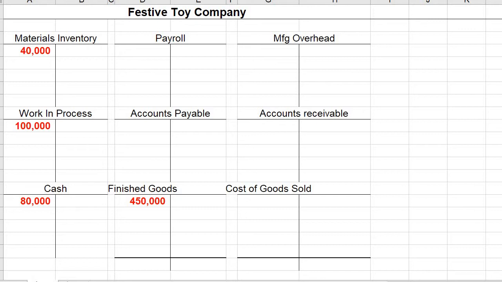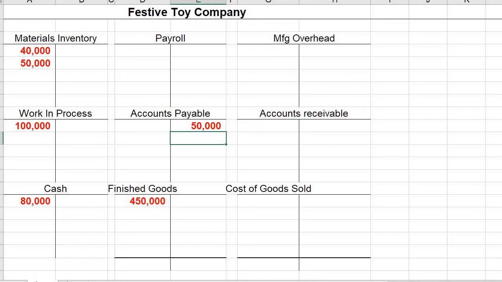So let's go. Number one, purchase $50,000 of raw materials on credit. So what are we going to do? We're going to pick up another $50,000 worth of raw materials, and on credit I think means accounts payable last time I checked. So there's number one.